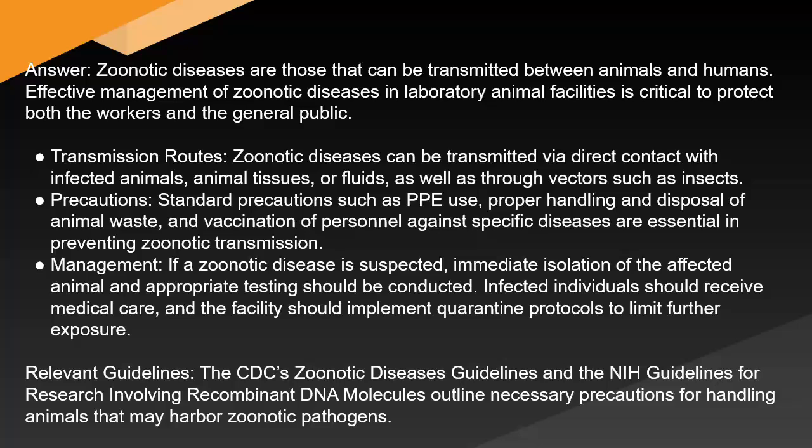Precautions. Standard precautions such as PPE use, proper handling and disposal of animal waste, and vaccination of personnel against specific diseases are essential in preventing zoonotic transmission. Management. If a zoonotic disease is suspected, immediate isolation of the affected animal and appropriate testing should be conducted. Infected individuals should receive medical care, and the facility should implement quarantine protocols to limit further exposure. Relevant guidelines: the CDC Zoonotic Diseases Guidelines and the NIH Guidelines for research involving recombinant DNA molecules outline necessary precautions for handling animals that may harbor zoonotic pathogens.